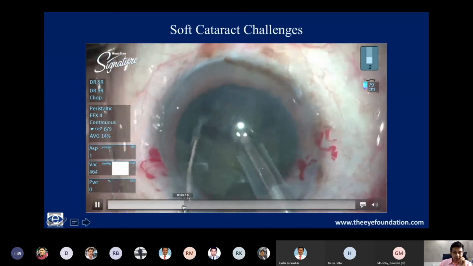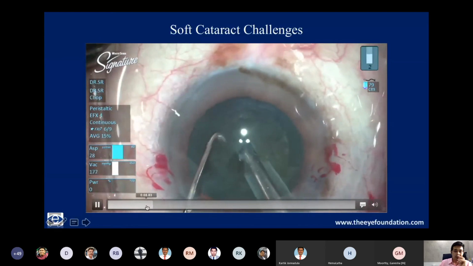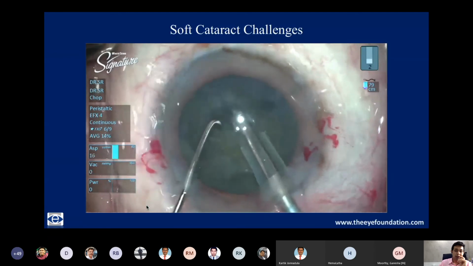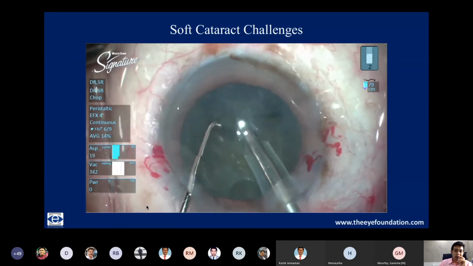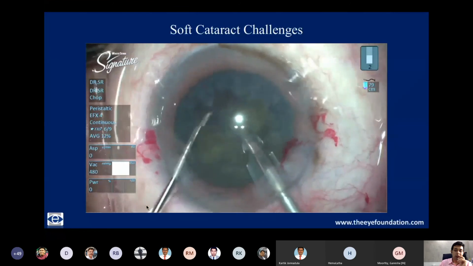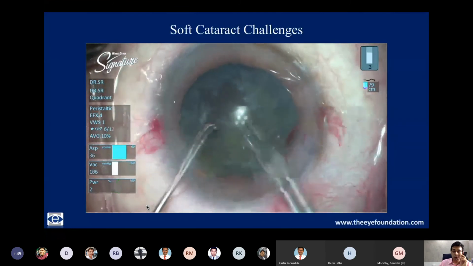I'll just go back there for the initial chops. As you can see here, there is no occlusion itself, and the piece is being drawn with just vacuum. There is absolutely no power which is being used. If any power is used, it will immediately eat away that nucleus, and you'll be left with no central core whatsoever to complete your chops.